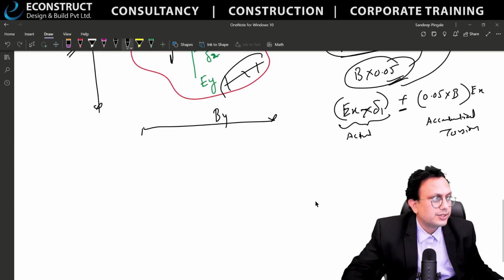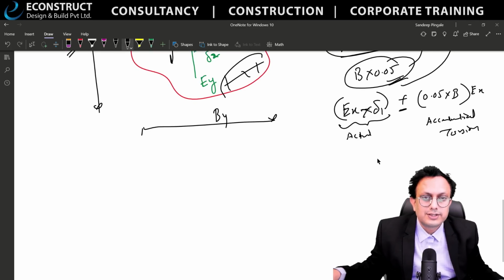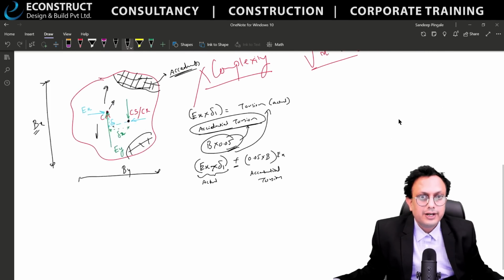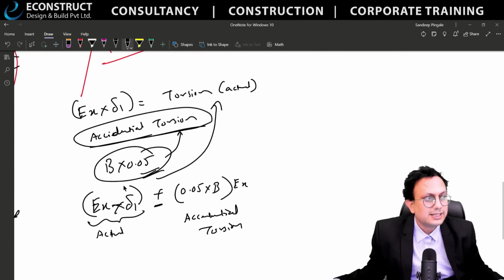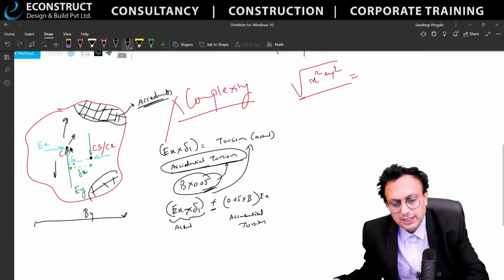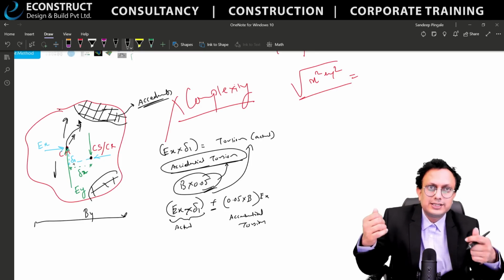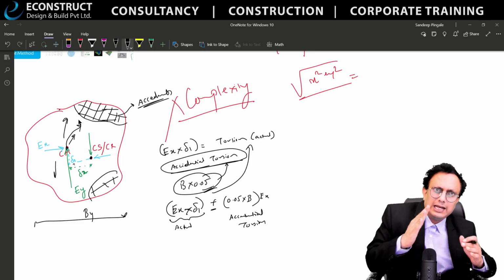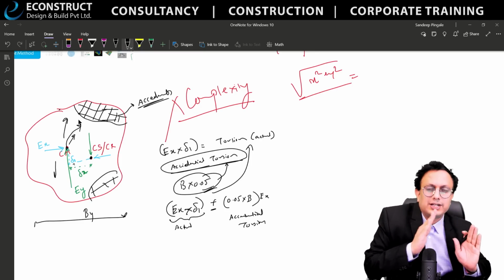All right, so I'll just take it this side so that you can see this. You will see the delta X multiplied by EX multiplied by delta 1, which is the torsion, and you will get the accidental torsion. Because of that, this building will tend to move to that side. So let's say, for example, I'm having a laptop bag. I'll just try to strain myself to that side.